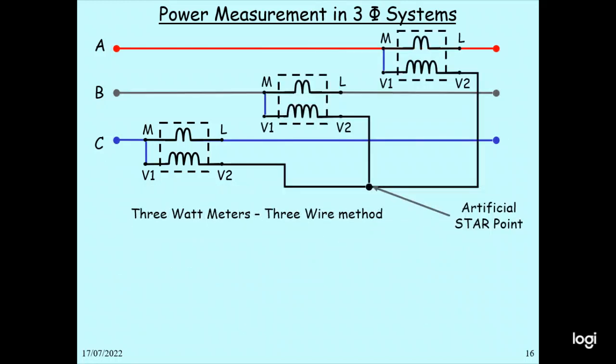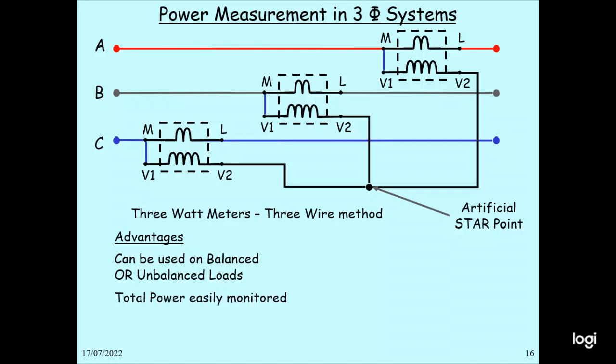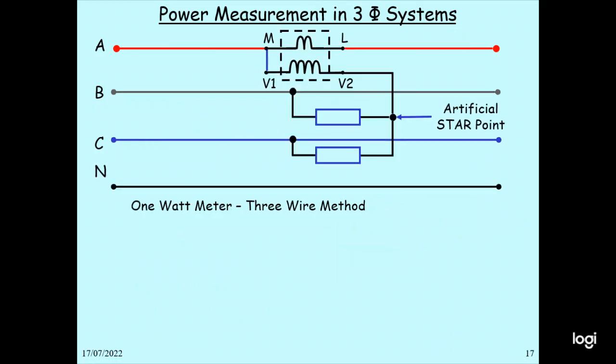So this is what we connected, the artificial star point. The 3 wattmeter method is connected to the artificial star point. It can be used for balanced or unbalanced load, and the power is easily monitored, reasonably accurate. The disadvantage is that it requires 3 identical wattmeters. Another method is the 1 wattmeter, 3-phase 3-wire method. So this is the connection.